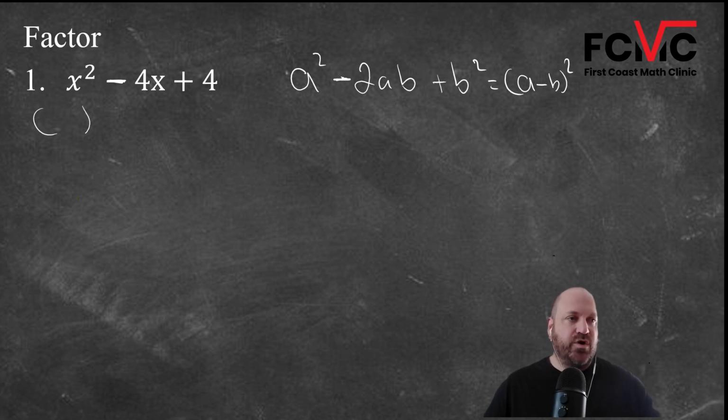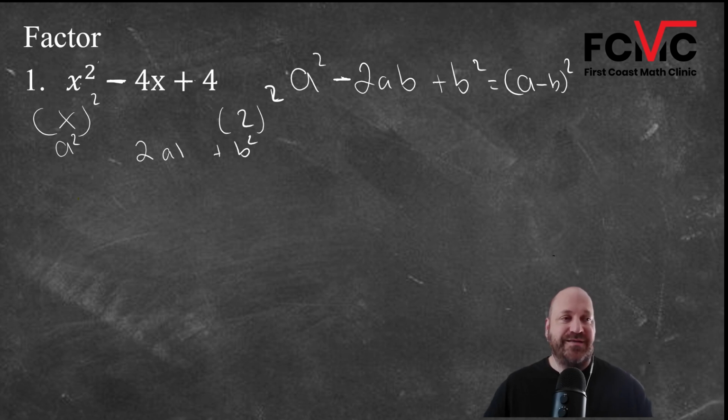So what are we squaring to get x squared? Well, we're squaring x, and what are we squaring to get 4? We're squaring 2. And both the first and last terms are positive. All right, so that first condition checks. First and last terms are perfect squares, and they're positive. Now the middle term has to be 2 times a times b.